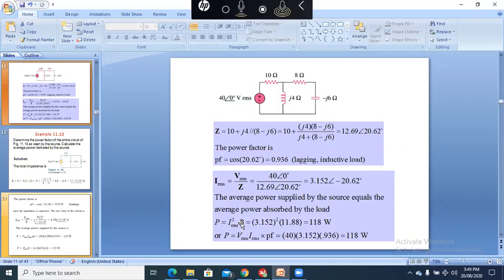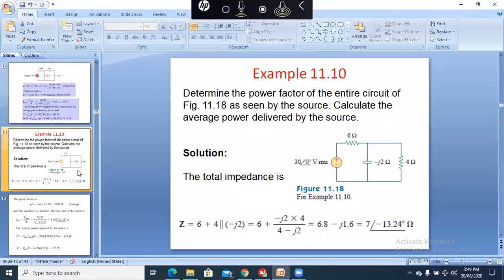So you can see that the average power we have calculated and the real power are the same thing. Is it correct? So we proceed to the next example. Next example is also very simple.